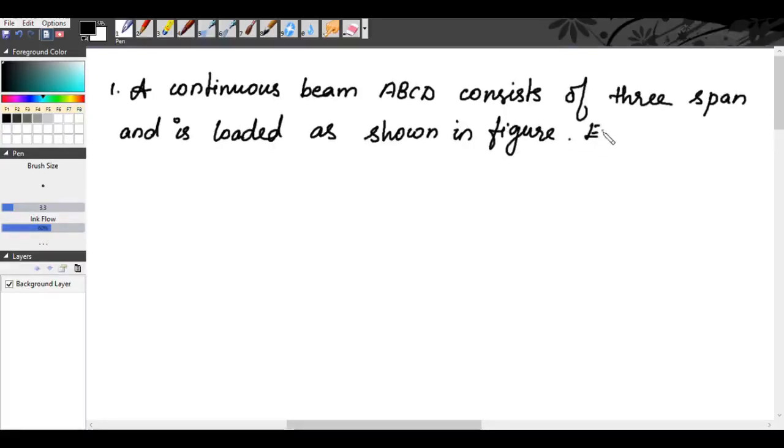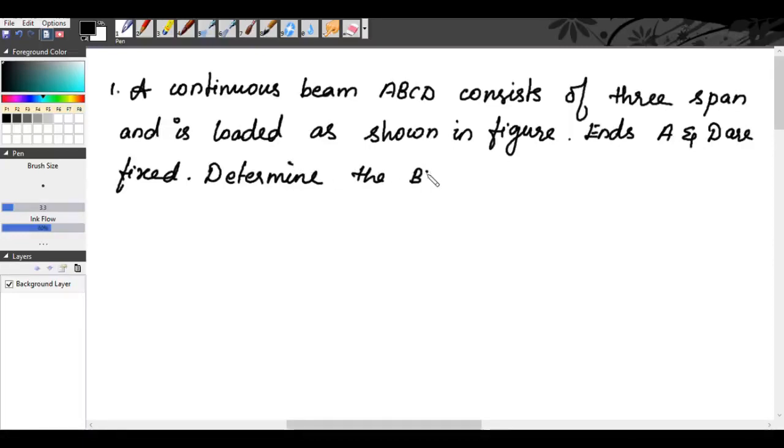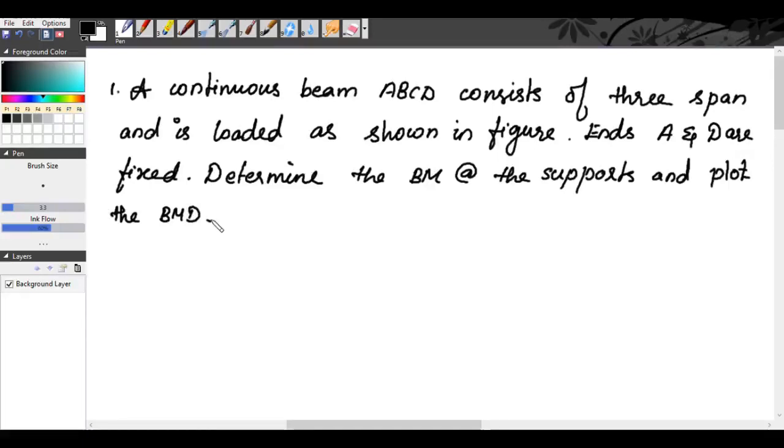Ends A and D are fixed. Determine the bending moment at the supports and plot the bending moment diagram. Okay, so this is our problem.